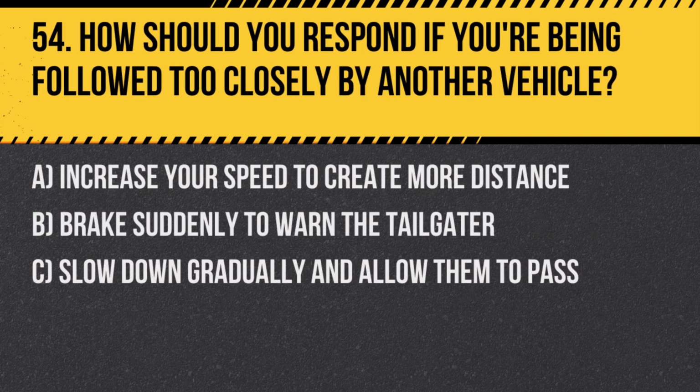Question 54. How should you respond if you're being followed too closely by another vehicle? A. Increase your speed to create more distance. B. Brake suddenly to warn the tailgater. C. Slow down gradually and allow them to pass. Answer C. Slow down gradually and allow them to pass. If you're being followed too closely by another vehicle, you should slow down gradually and allow the tailgater to pass you safely, reducing the risk of a rear-end collision.